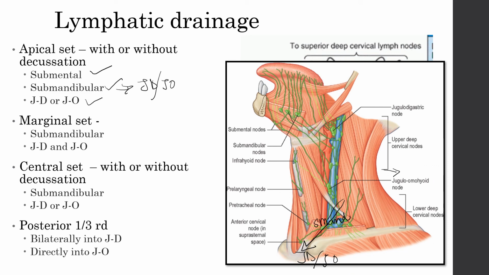So here you can see how the lymphatic plexuses are formed, and this is the level of the jugulodigastric lymph node, which is higher up near the digastric muscle, and this is the jugulo-omohyoid, which is the main lymph node which is at the level of the omohyoid muscle.